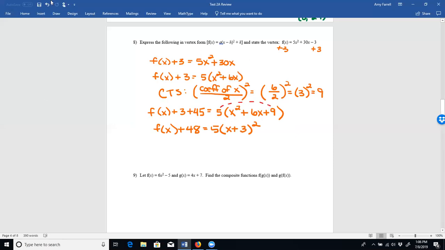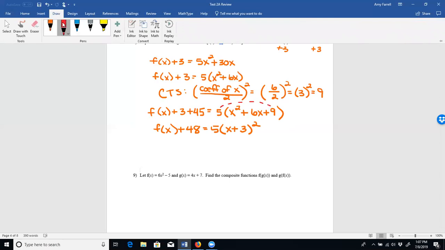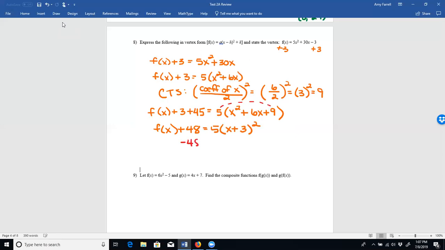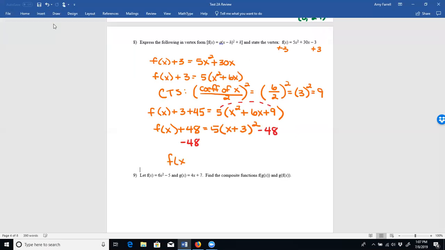And then lastly, I do want to isolate my f of x. I want to move over that 48. So I am going to subtract 48 from both sides of the equation. So vertex form is f of x equals 5 times the quantity x plus 3 squared minus 48. So this is vertex form.